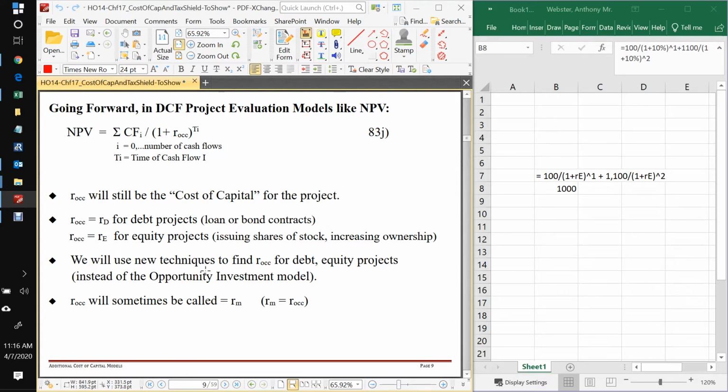And we're going to start using new techniques to find our opportunity cost of capital for debt and equity projects, instead of using what we've used before, the opportunity investment model. And also, as was the case in previous chapters, our opportunity cost of capital will also sometimes be called RM. RM stands for our market. So we just want to remember that.